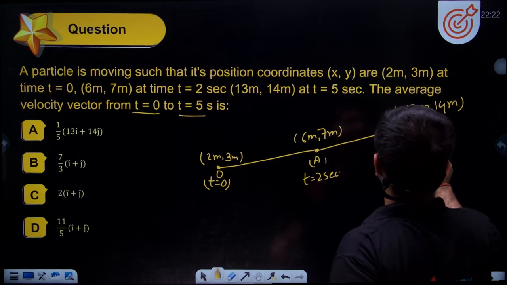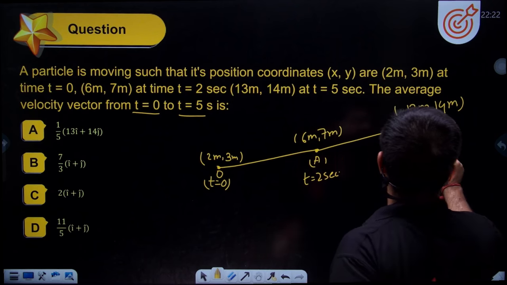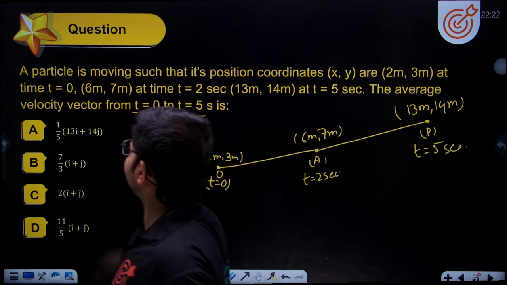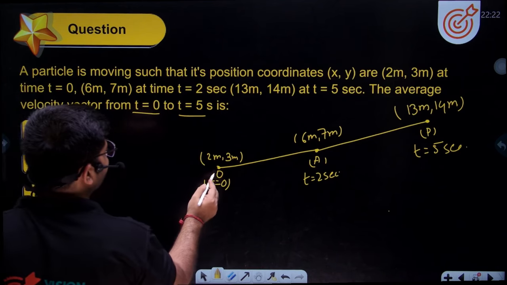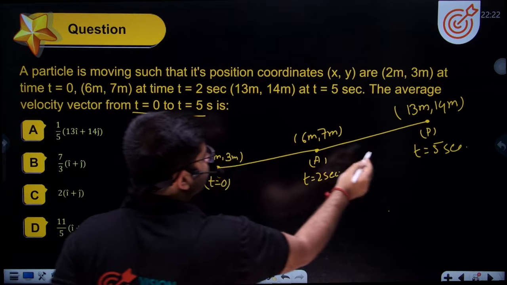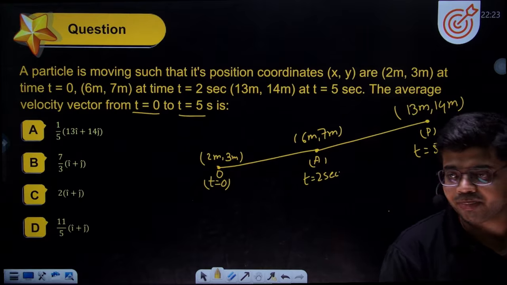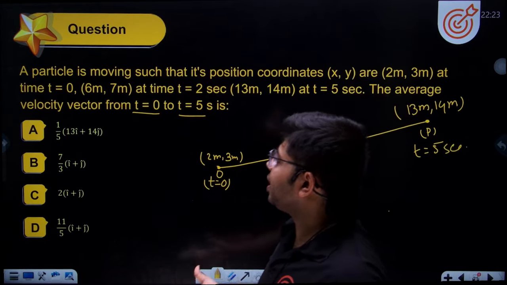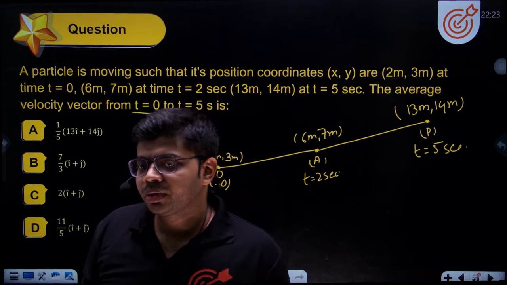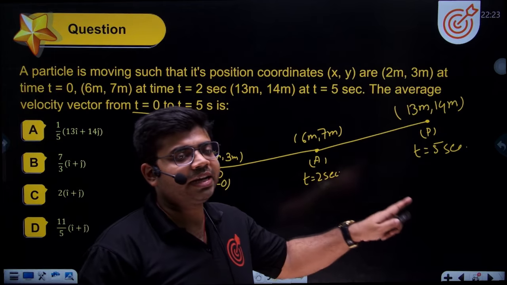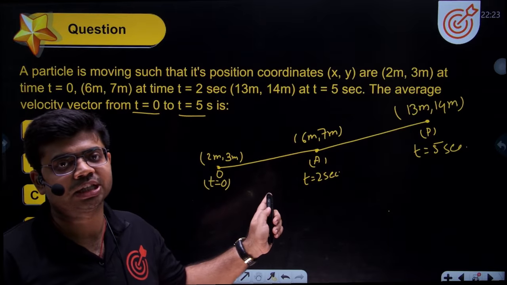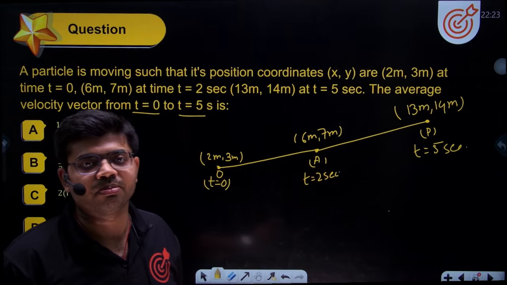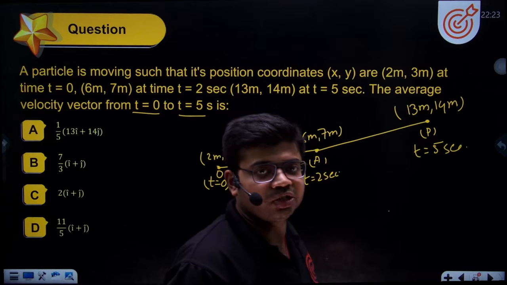So this is at time t equal to 5 seconds. Now you are asked to find the average velocity vector from t equal to 0 to t equal to 5 seconds. The point here is to find the average velocity: the final position minus the initial position, divided by the final time minus the initial time. That is my average velocity.